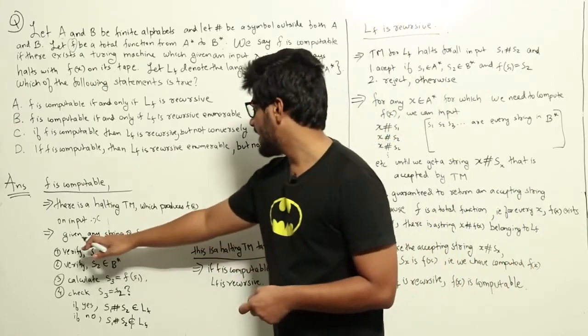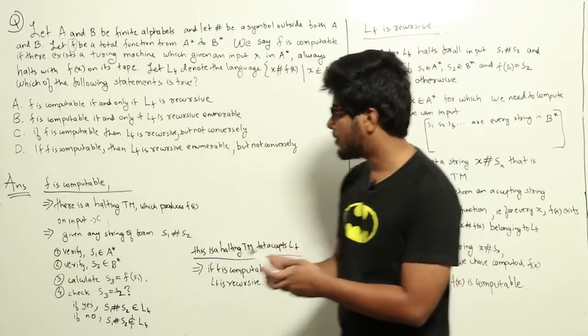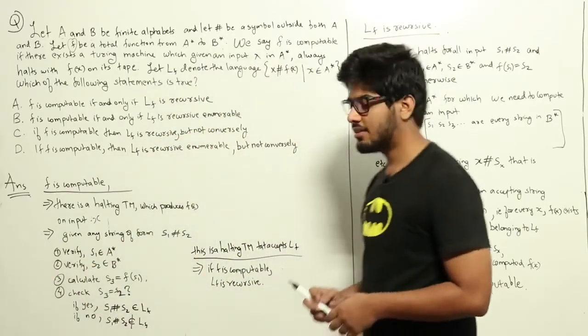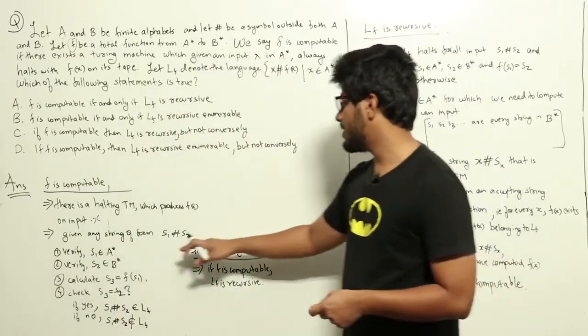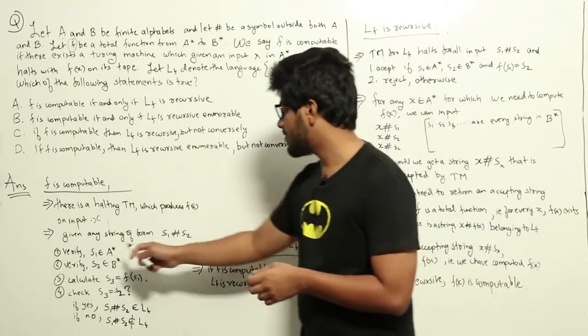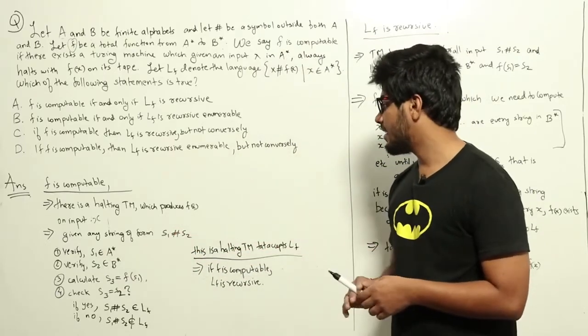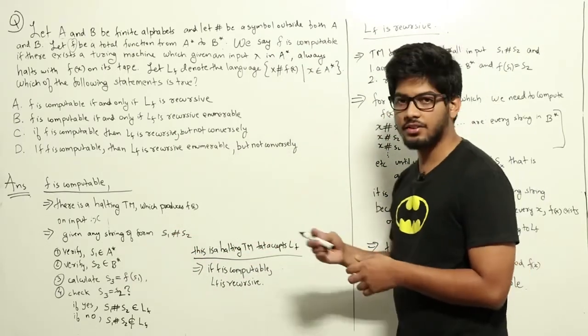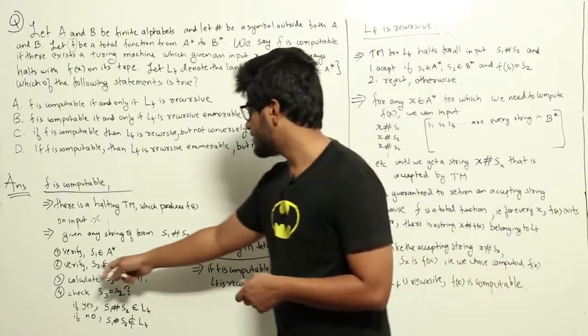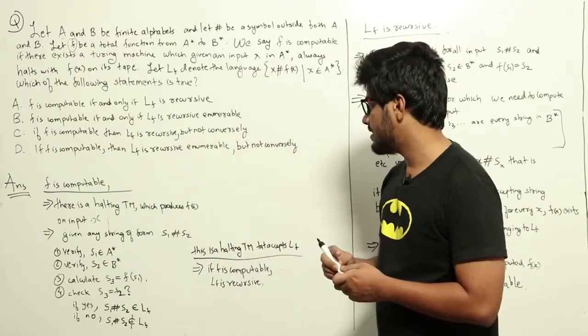Now given any string of the form s1 hash s2, here I have outlined an algorithm. What this algorithm does is that if we input any string of this form, first verify that s1 belongs to A star. This a halting Turing machine can do easily. Second, verify s2 belongs to A star. That's similar, also an easy part.